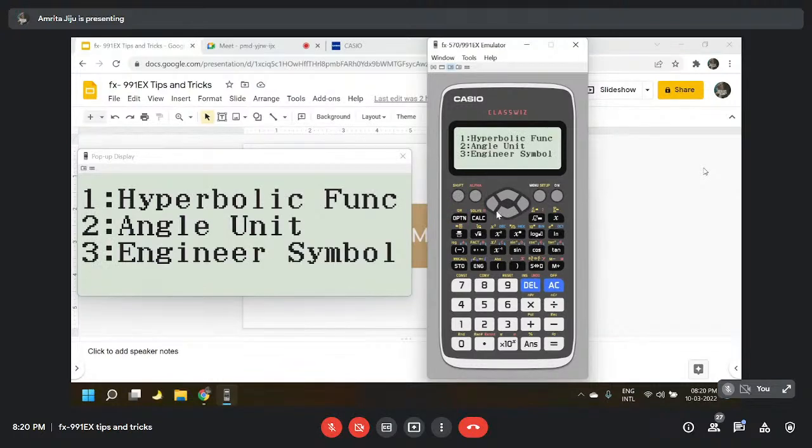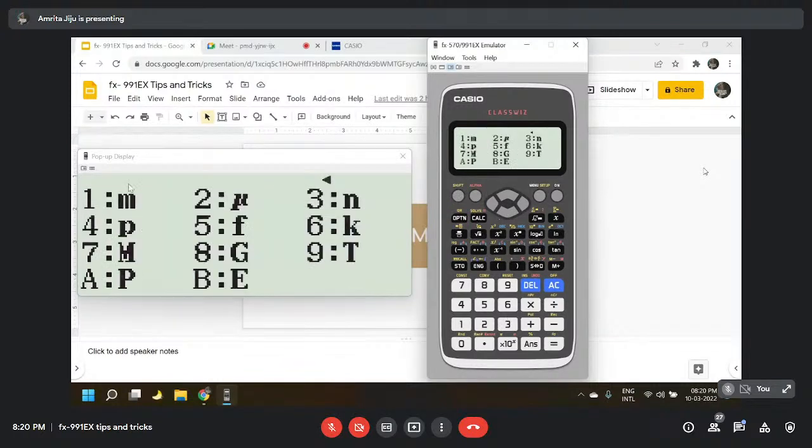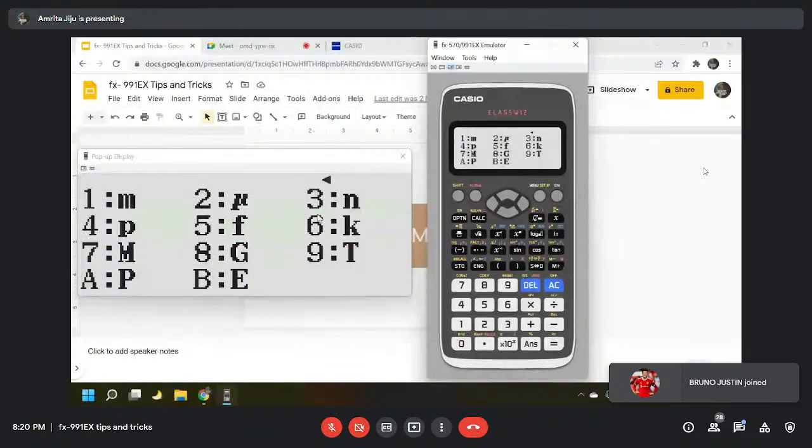And coming to this one, this is the engineer symbol. You can find all the varieties of engineering symbols like n, k, T, mu, p, etc. So basically, you are able to store the values of those functions here. So yeah, that's it.